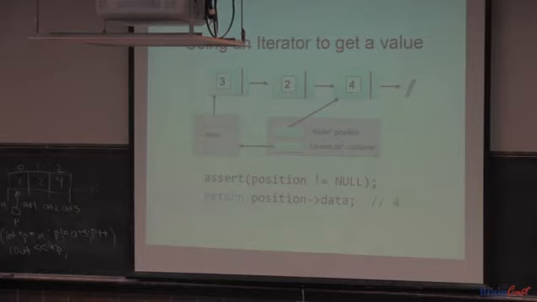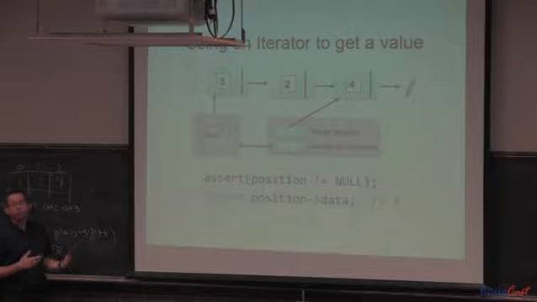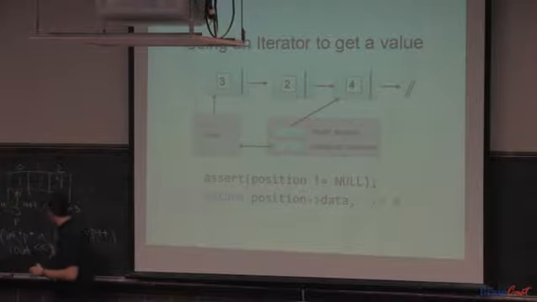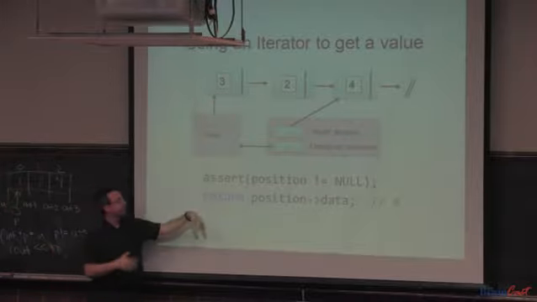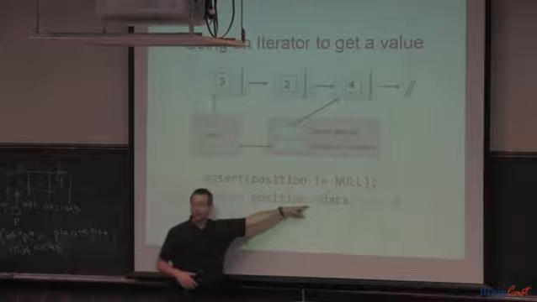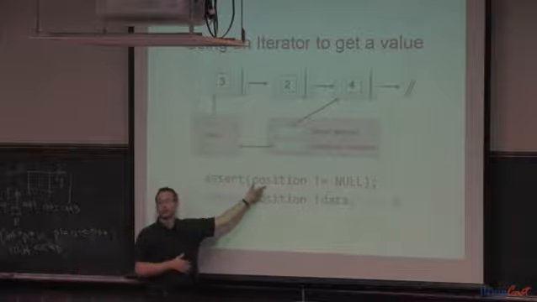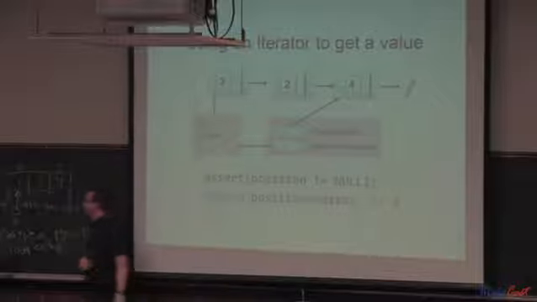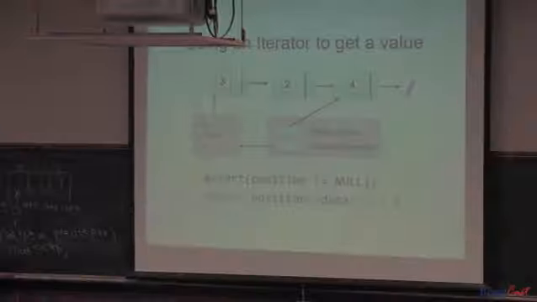If you want to get the value of a node, like doing star p here, the value of the pointee or the value of the node, you can return position arrow data, assuming that position is not null again. So that's how you get the value. Inside of the member definition of iterator, you just return position arrow data.